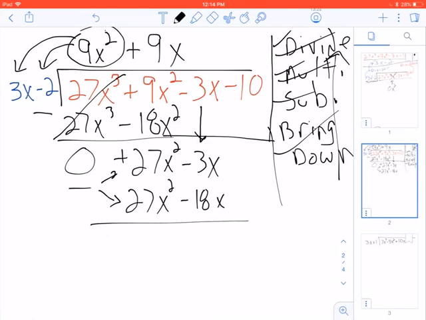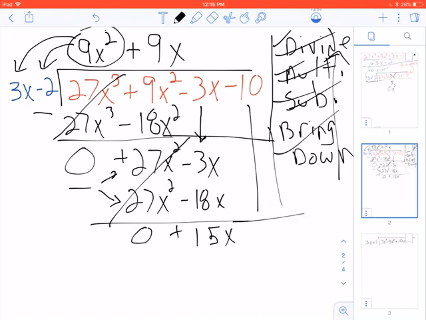And again, now it's time for me to subtract. 27x squared minus 27x squared. These are going to cancel each other out. Right? I'm left with a 0 here. And now I have to do negative 3x minus negative 18x. Again, subtracting a negative is really like adding. So negative 3x plus 18x should give me a positive 15x. I've completed my second step of subtraction.